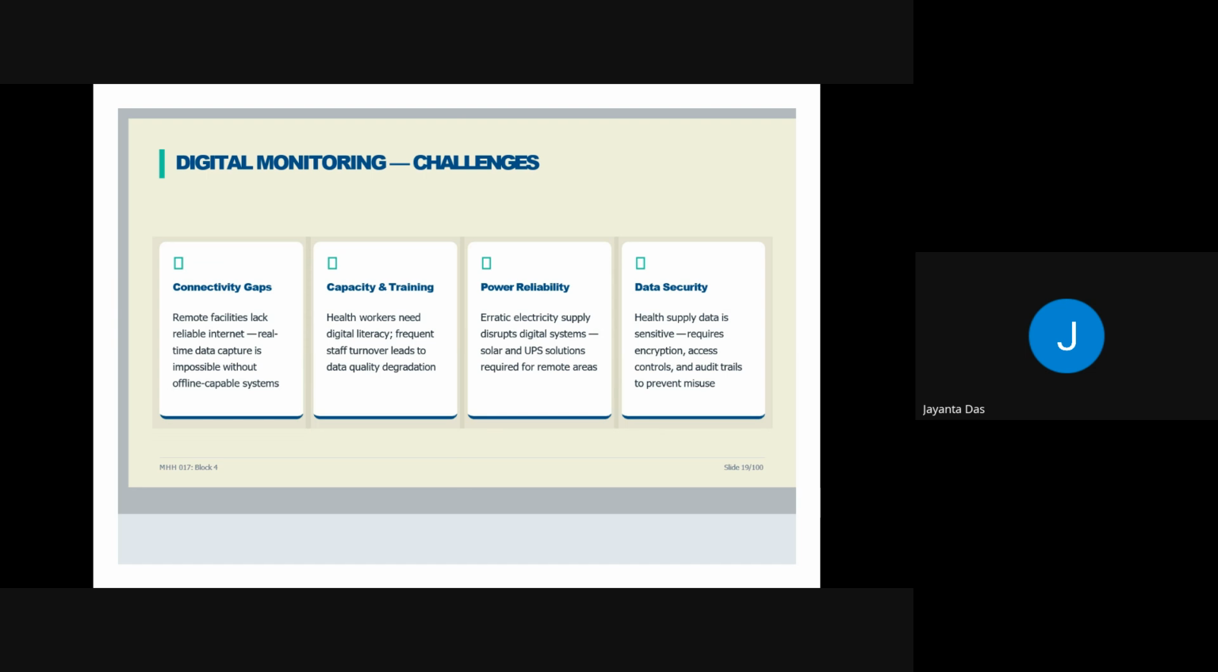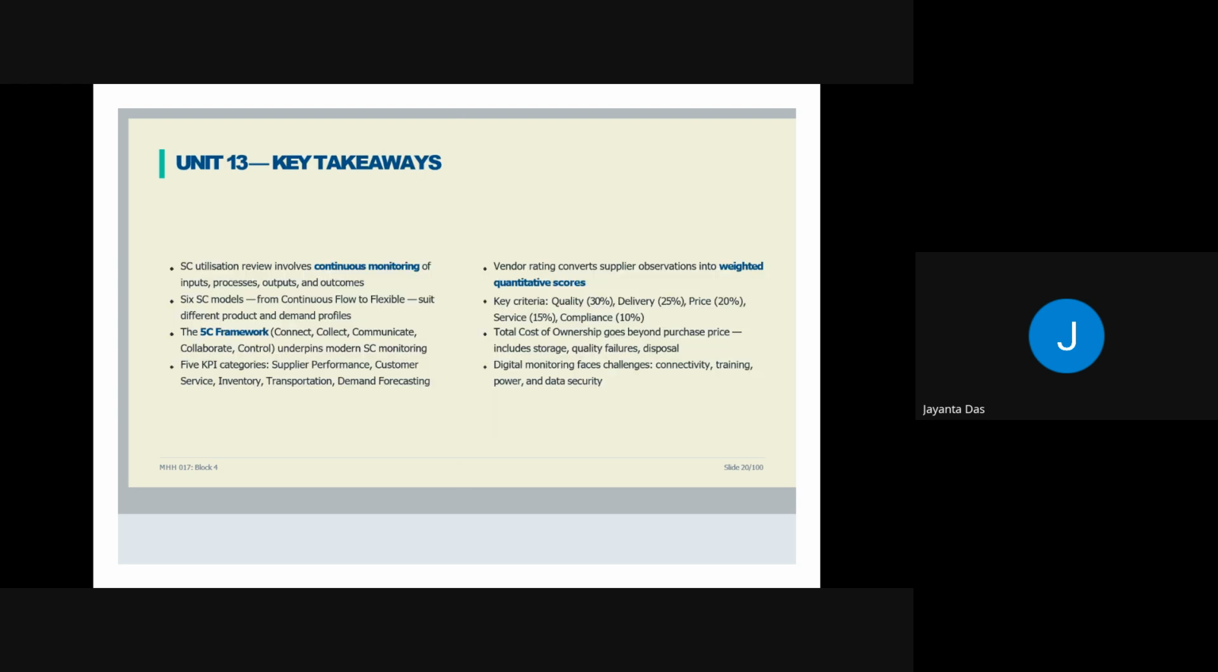The third challenge is power reliability, that is, erratic electric supply, particularly in far-flung areas. And the fourth is data security. Health supply data is very sensitive and requires encryption, access control, and audit trails on a regular basis to prevent its misuse. So we must be aware of these facts and see how best we can address them.